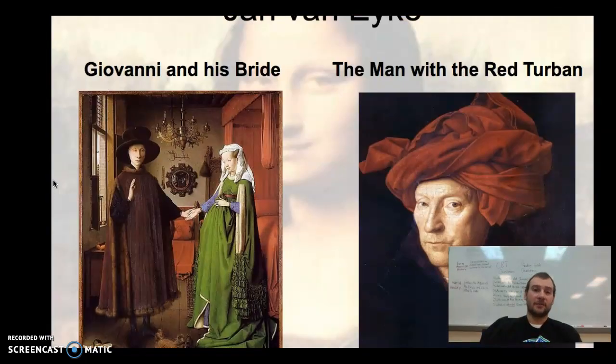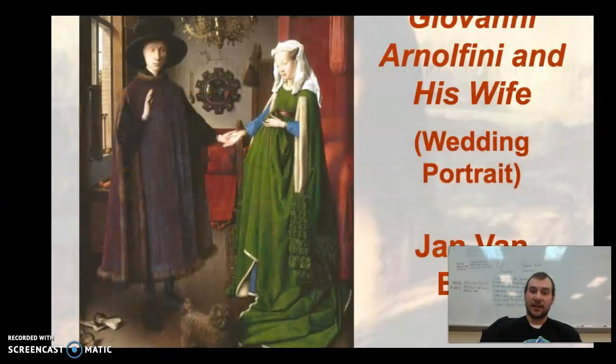So let's move on to my favorite people from today, the Van Eycks. My favorite one is Giovanni and the Bride. So let's jot that down. These will be the two paintings we'll use on the quiz: Giovanni and his bride, and the Man in the Red Turban. Jot those down. Now, Giovanni and his bride is a little interesting.